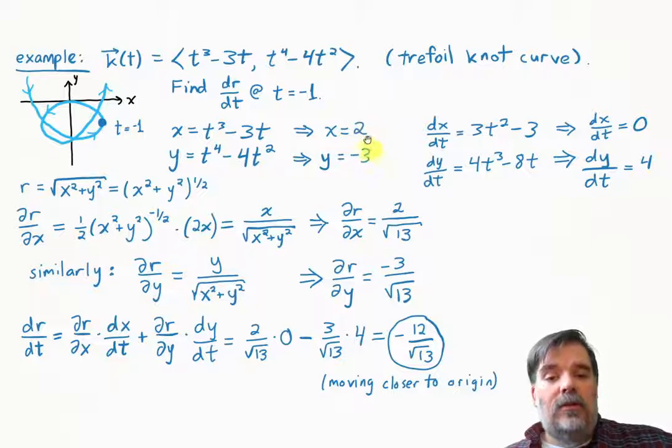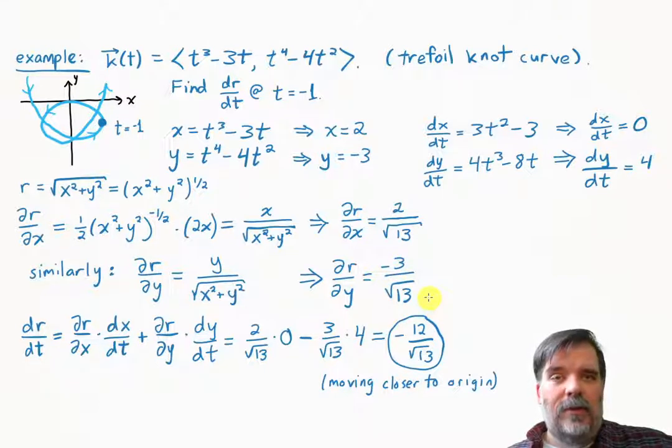We have these values of 2 and negative 3. We can put them into this formula. And here is the partial derivative of r with respect to x, 2 over radical 13. We do a similar calculation for the partial derivative of r with respect to y, and we get y over the square root of x squared plus y squared. Again, substituting the values for x and y, we get dr dy is equal to negative 3 over square root of 13. So now we have all the derivatives we need for the chain rule.